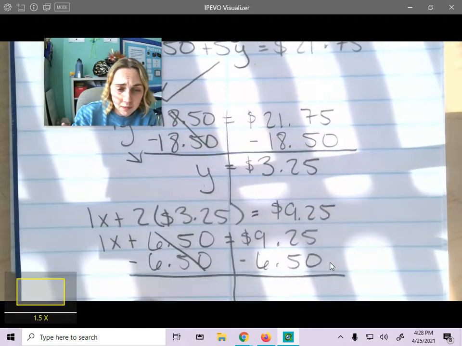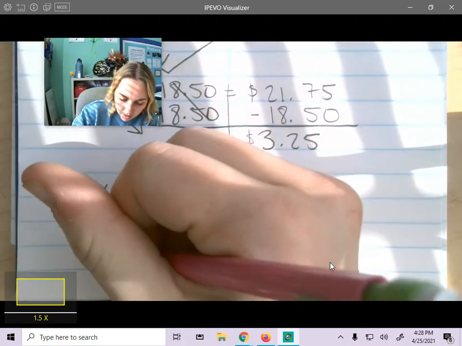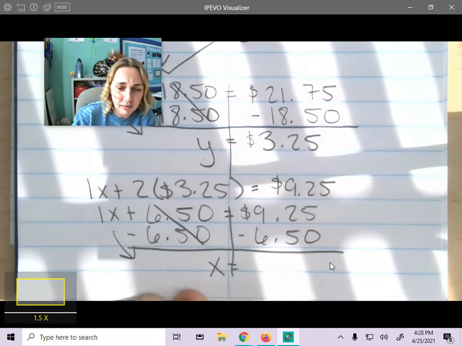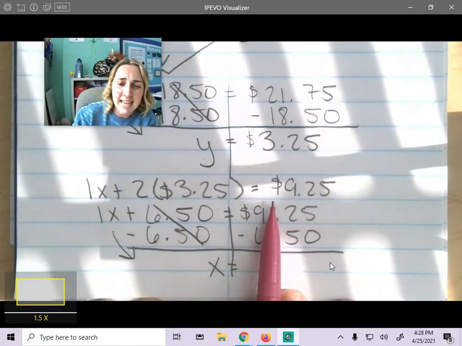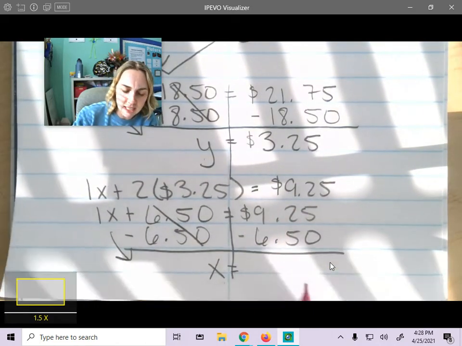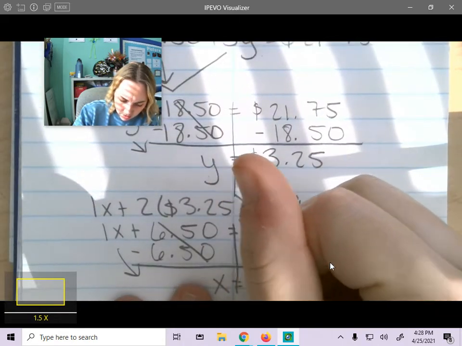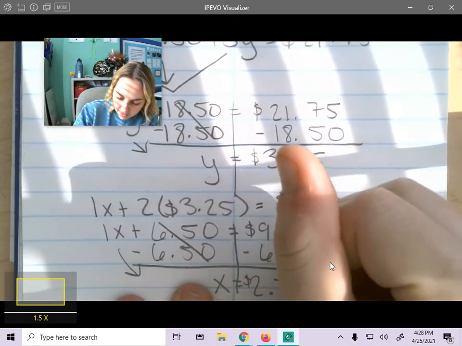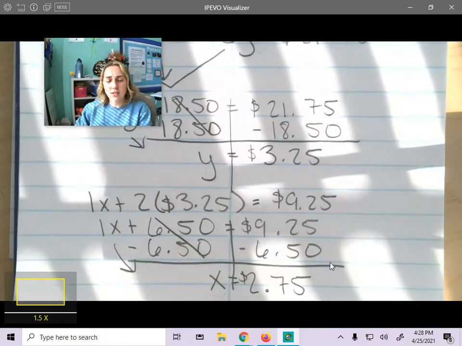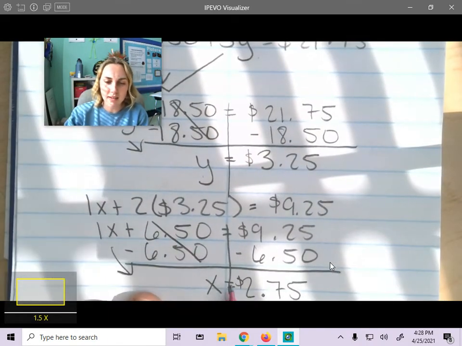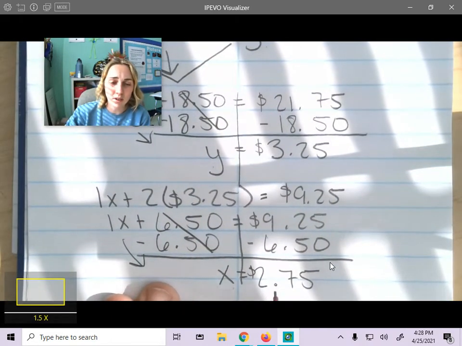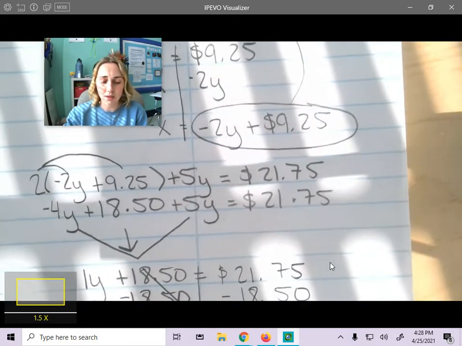So these cancel out, they're opposites. I'm going to bring down my 1x. Again, x and 1x are equivalent, so I'm going to go ahead and put x by itself. And then 925 minus 650 is going to give me $2.75 left over. So that is going to be my answer. Chips is worth $2.75 per order.